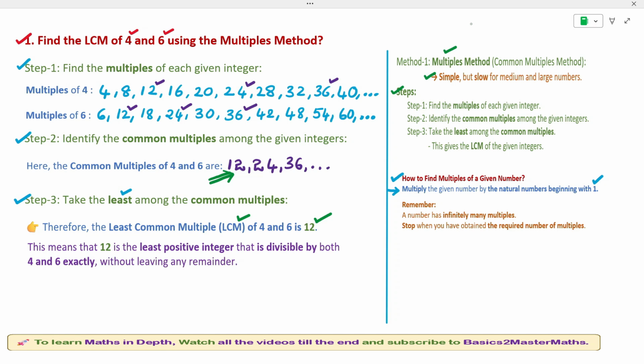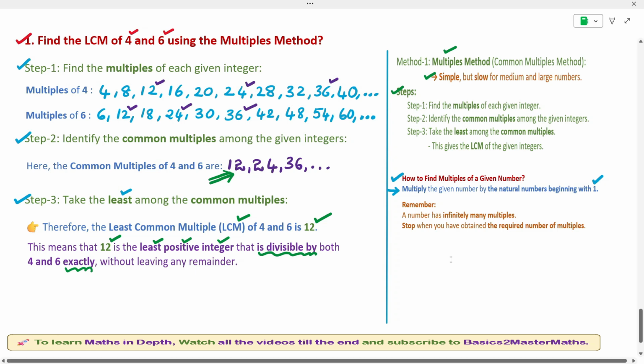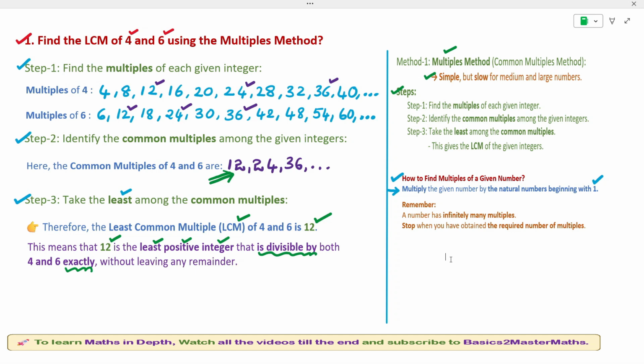This means that 12 is the least positive integer that is divisible by both 4 and 6 exactly without leaving any remainder. Got it?